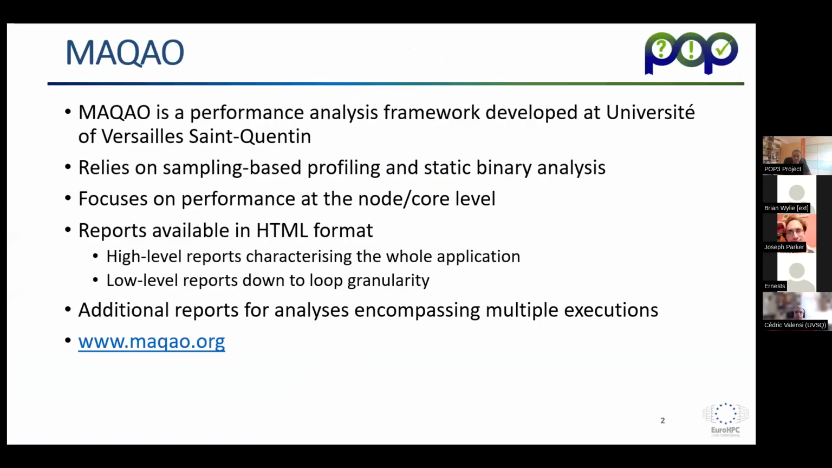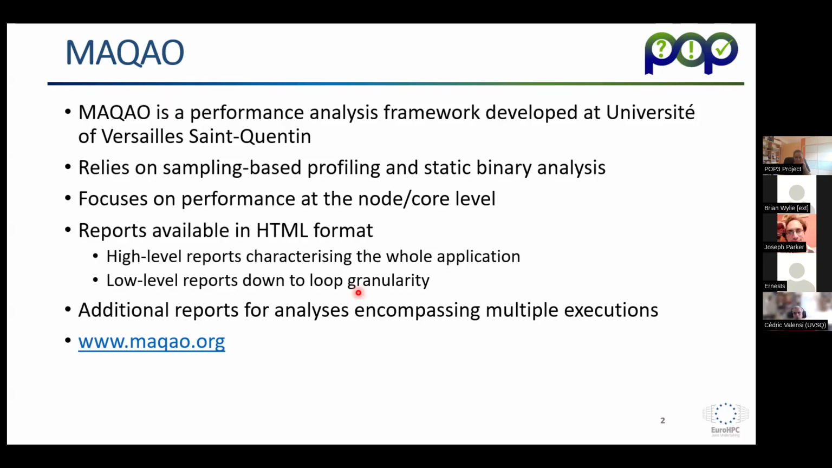In a nutshell, Macao, which I will present in more detail tomorrow, is the performance analysis framework that we have been developing at the University of Versailles for 20 years, basically. Mostly it relies on sampling to profile the application and then performs some advanced static binary analysis to identify exactly what kind of transformations were made by the compiler and then find the structure of the assembly code. We tend to focus with Macao on obtaining the maximum performance available, mostly at the core level and node level, making sure that, for instance, we're using the best capabilities of the processor.